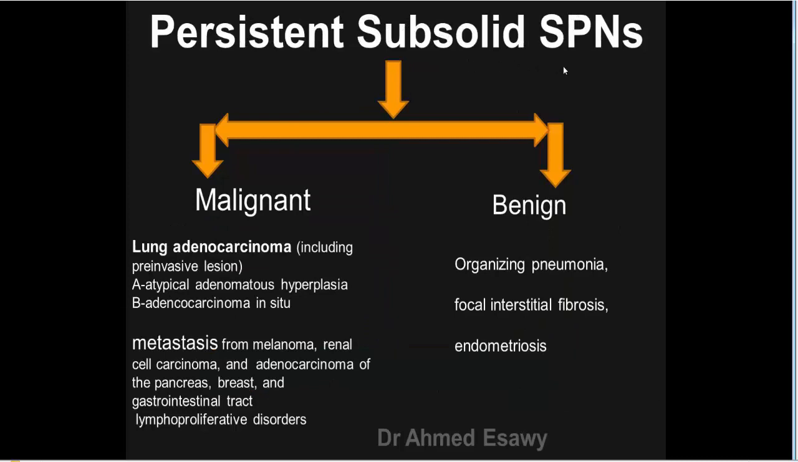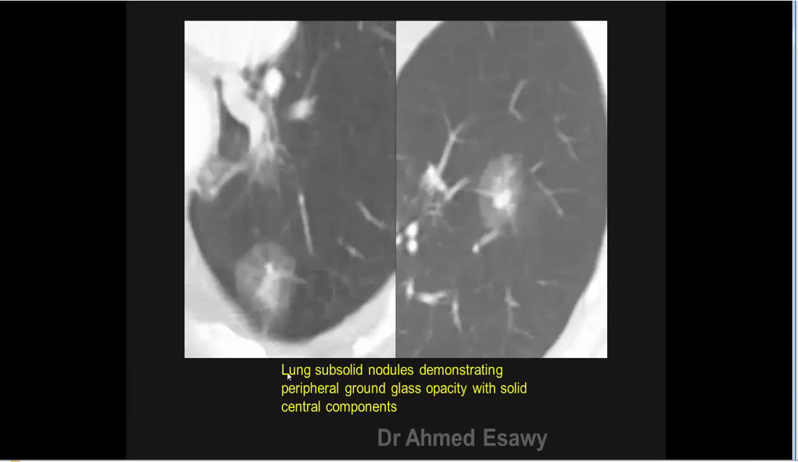Persistent subsolid solitary pulmonary nodule is divided into malignant and benign. Malignant causes include lung adenocarcinoma including pre-invasive, atypical adenomatous hyperplasia, adenocarcinoma in situ, and metastasis from melanoma, renal cell carcinoma, adenocarcinoma of the pancreas, breast and GIT, and lymphoproliferative disorder. Benign causes include organizing pneumonia, focal interstitial fibrosis, endometriosis. This is a persistent subsolid solitary pulmonary nodule.